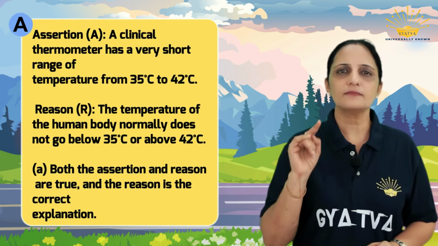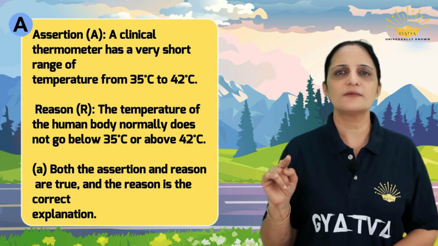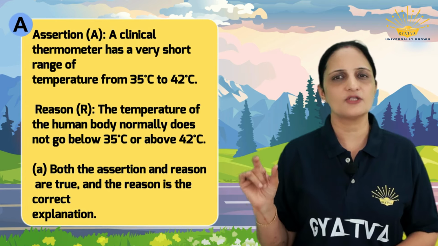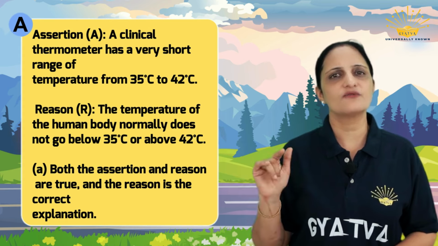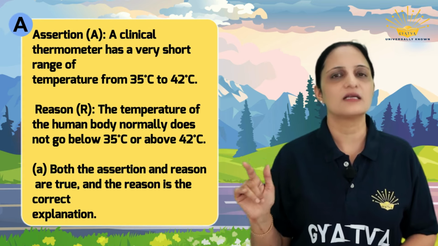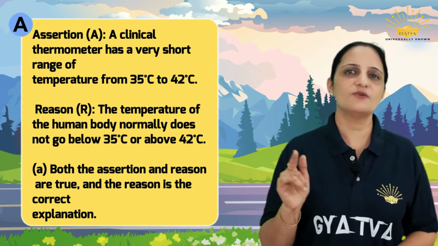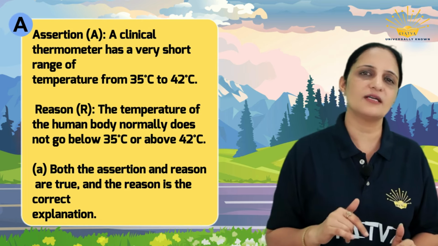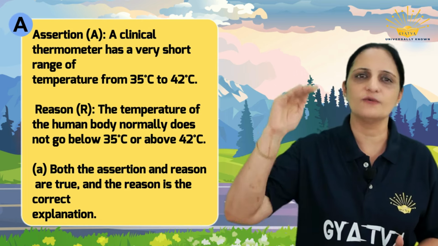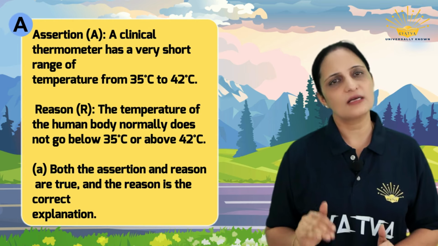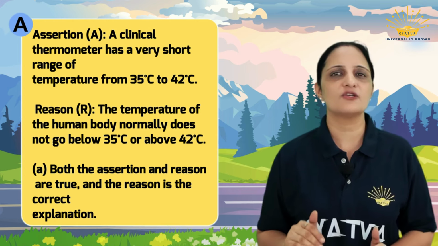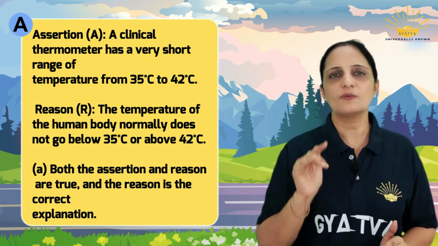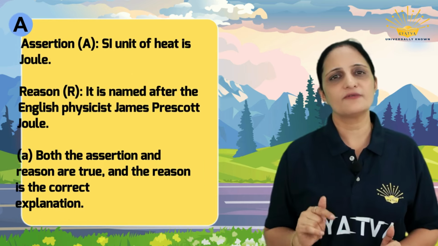Question number 4. Assertion. A clinical thermometer has a very short range of temperature from 35 degrees Celsius to 42 degrees Celsius. This is correct. Reason. The temperature of the human body normally doesn't go below 35 degrees C or above 42. So the reason is also correct and it is giving the correct explanation of assertion. So option A.